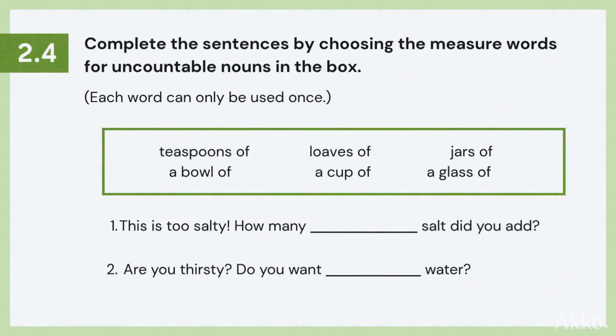Let's complete the sentences by choosing the measure words for uncountable nouns in the box. I'm going to let you read the sentence by yourself. You may pause the video to start with number 1. This is too salty. How many teaspoons of salt did you add? Let's move on to the second number. Are you thirsty? Do you want a glass of water?